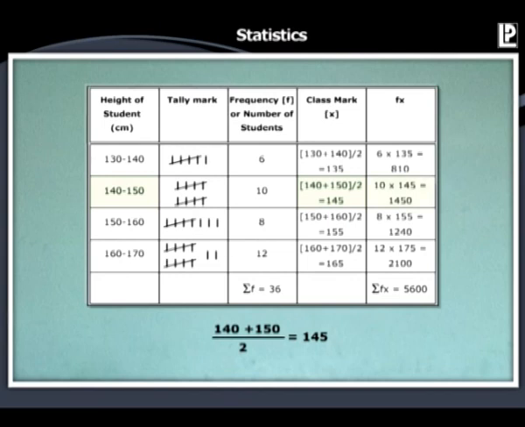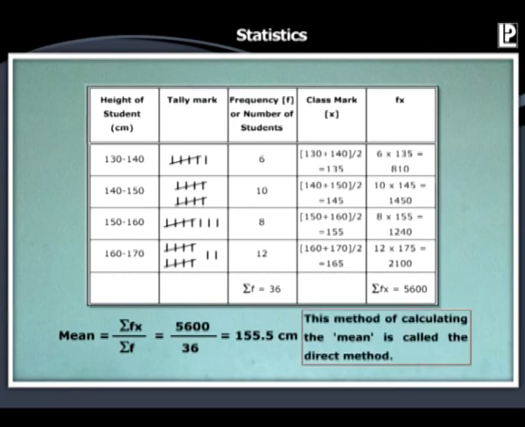Then, multiply the number of students in each class interval by the class mark. Now, let's add all the products of the number of students times class marks. Divide that sum by the total number of observations. The result is the mean height of students in the class. This method of calculating the mean is called the direct method.